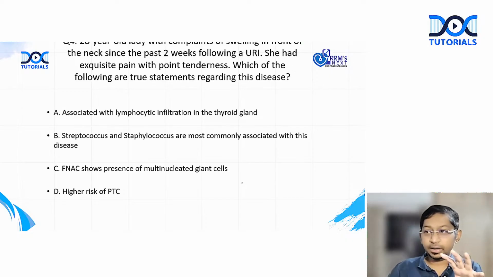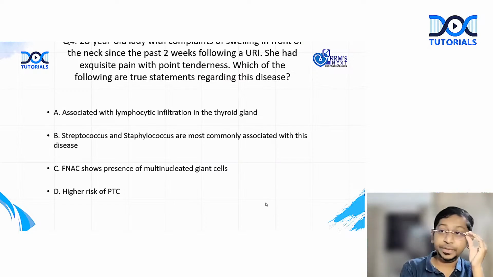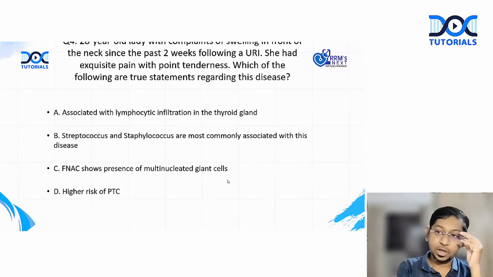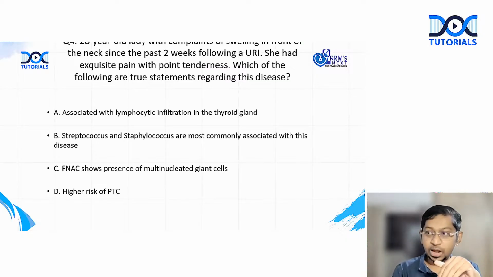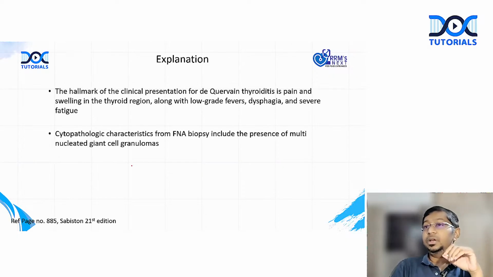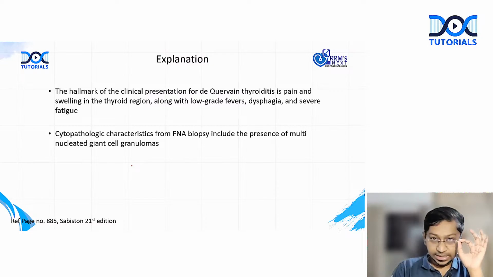Pretty straightforward clinical diagnosis. I'm sure all of you have no issues with the clinical diagnosis in this question. So the options are: associated with lymphocytic infiltration in the thyroid gland; streptococcus and staphylococcus are commonly associated with the disease; FNAC shows presence of multinucleated giant cells; or there is a higher risk of recurrence. So the answer is quite straightforward. The correct answer is FNAC shows the presence of multinucleated giant cells. So you can see here, this is a classical example.